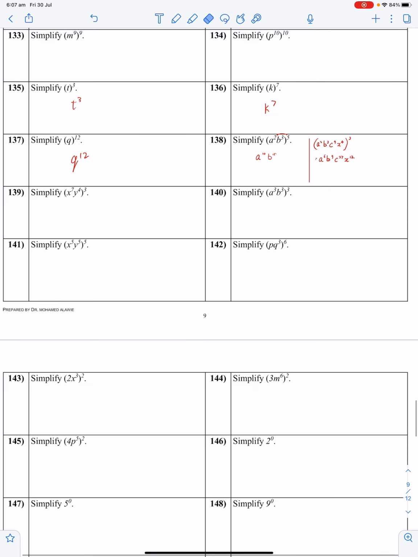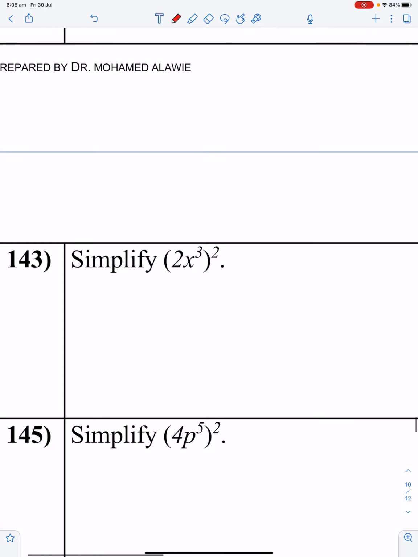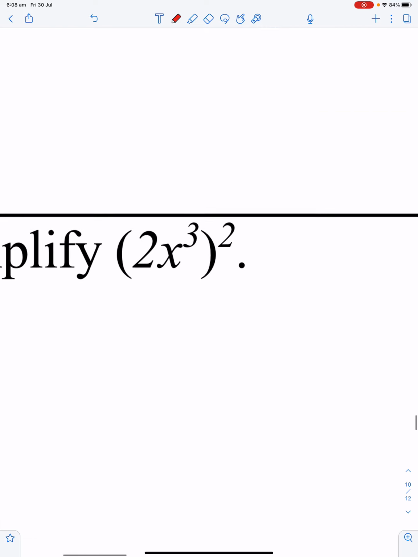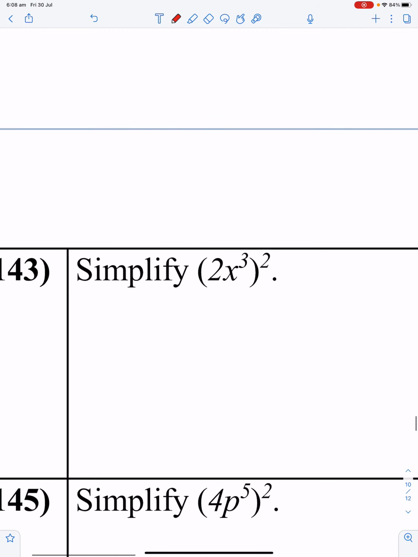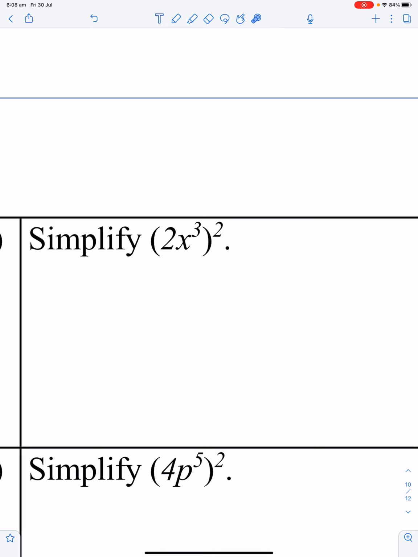So these are all similar, okay? They're all very similar questions. I do want you to be careful when there's a number inside, like this one here. This is question 143. I do want you to be careful here, because people are tempted to do 2 times 2, and that is incorrect, because if you recall what I said earlier, we multiply the indices.